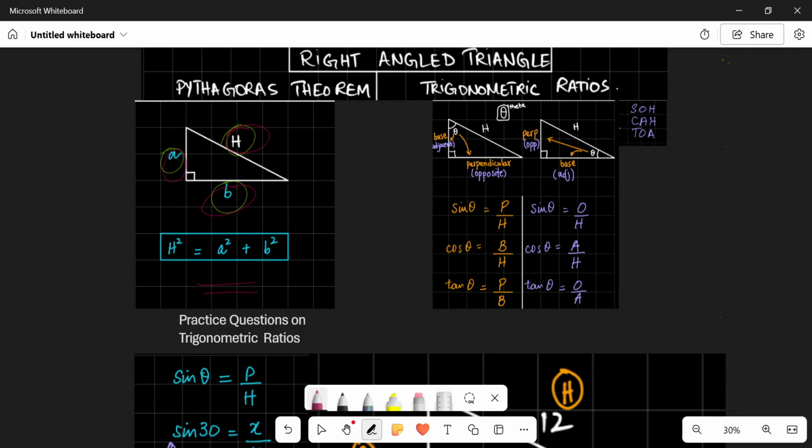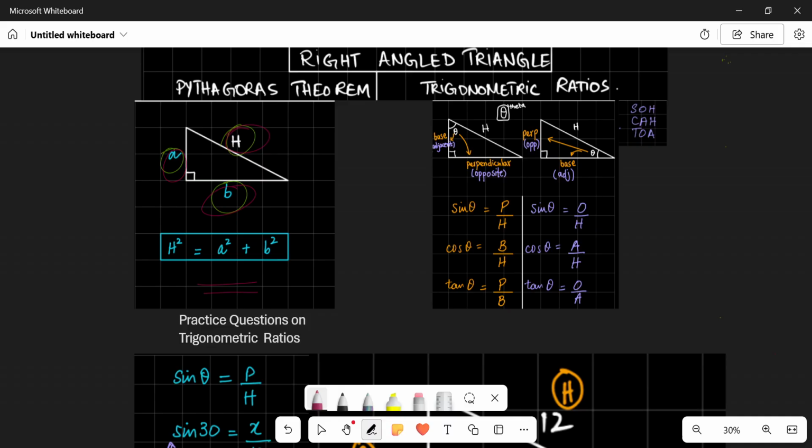So in the Pythagoras theorem, we find any one length of the right angle triangle. The hypotenuse is the longest side of this right angle triangle, and as you can say, the square of the hypotenuse is the sum of the squares of the perpendicular and base. Now let's talk about trigonometric ratios.